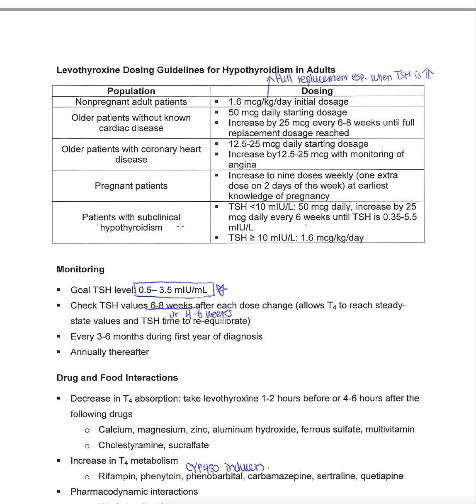And patients with subclinical hypothyroidism. So when patients present with elevated TSH, but their T4 is normal, I mentioned that that's considered subclinical hypothyroidism. So when patients' TSH is on the lower end, less than 10, we can start at 50 microgram daily and increase by 25. But when a patient presents with high TSH, then we can just do the full replacement from the beginning.